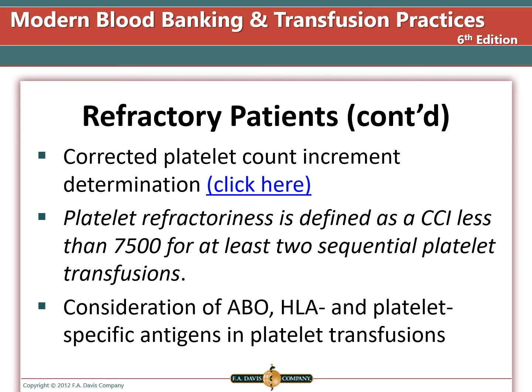Platelet refractoriness is defined as a corrected count increment less than 1700 for at least 2 sequential platelet transfusions, and you would want to try to match the platelets as best as possible to the patient so that they wouldn't destroy them.